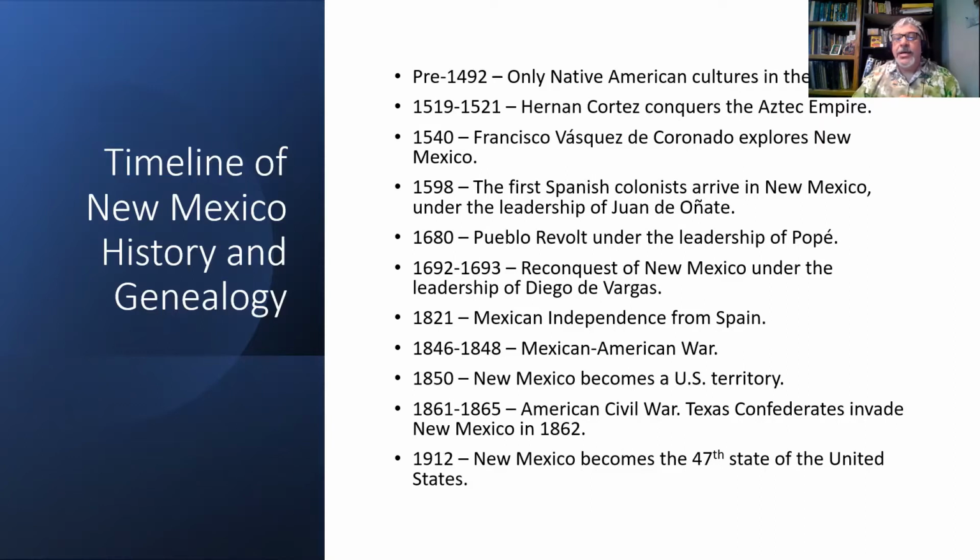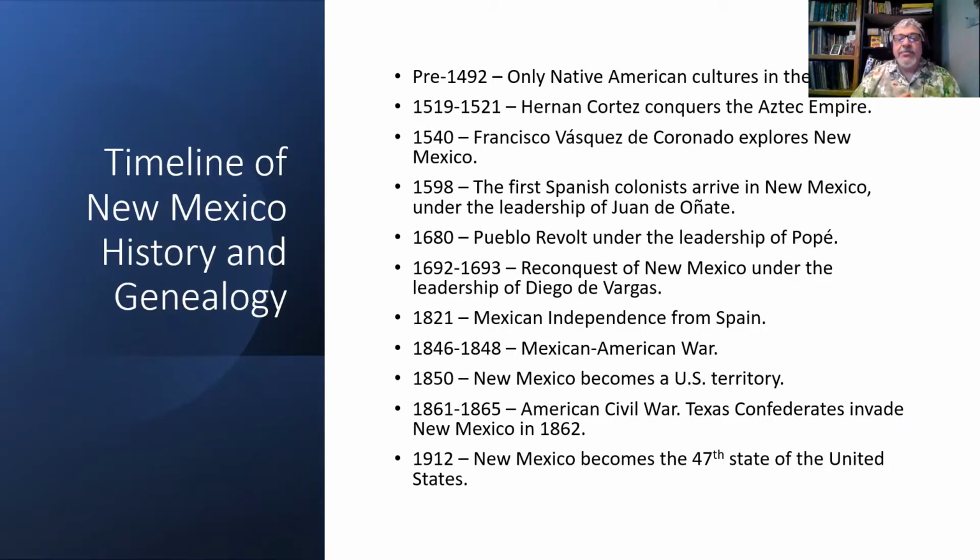In 1846, the United States invades Mexico, comes into New Mexico without a fight at first. There are some skirmishes, some Mexican Americans are killed and such. But by 1848, the war ends. And of course, half of Mexico is lost to the United States, including New Mexico. By 1850, New Mexico becomes a U.S. territory.